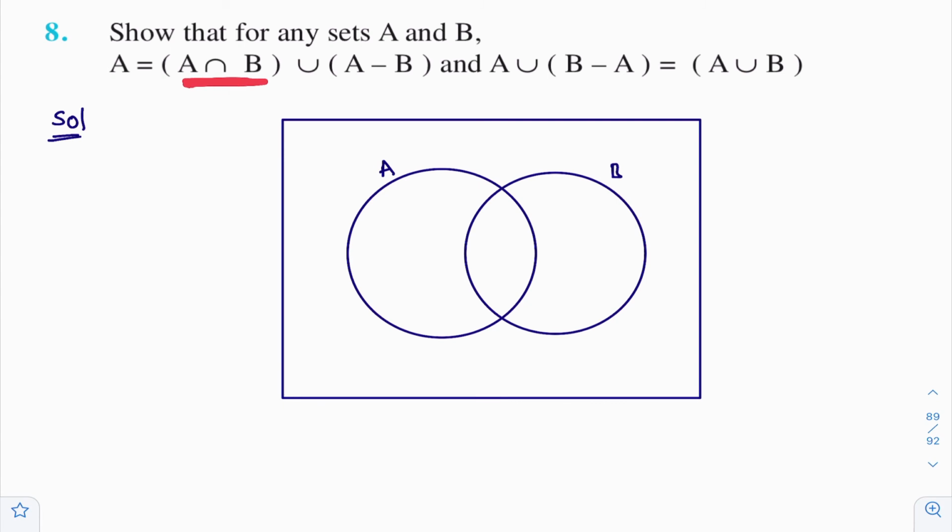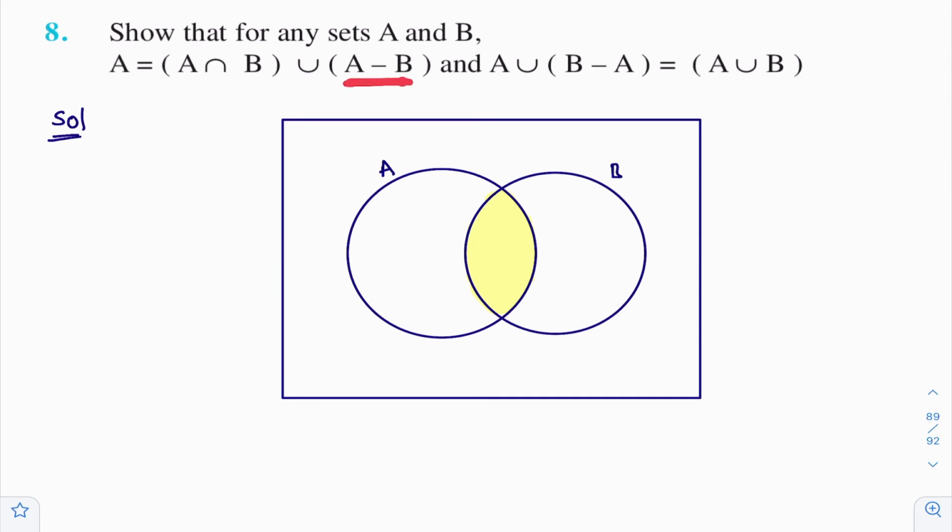Where is A intersection B in this Venn diagram? You see this zone here, the middle part. This is the zone which is A intersection B. This we learn while learning intersection of sets, which part is A intersection B, all those things we learn. This part is A intersection B.